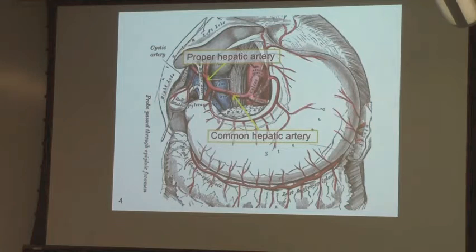So let's follow the left gastric. The left gastric comes off of the celiac trunk and then vascularizes the lesser curvature of the stomach. One of the branches from the common hepatic is the right gastric that also vascularizes the lesser curvature. Okay, so we've done the gastric artery, left and right.